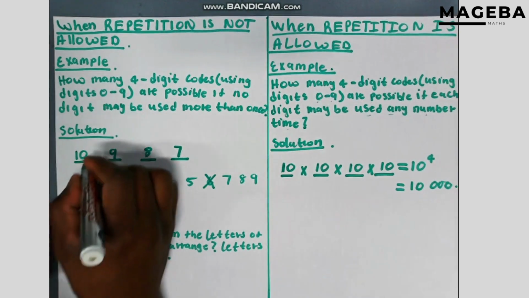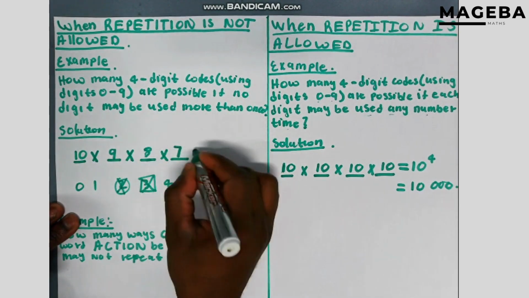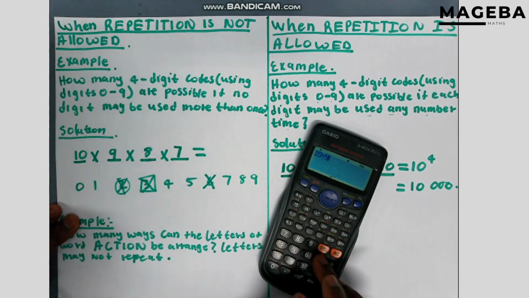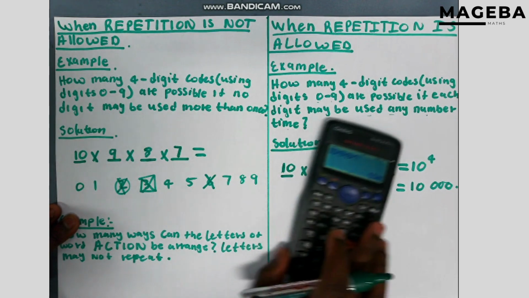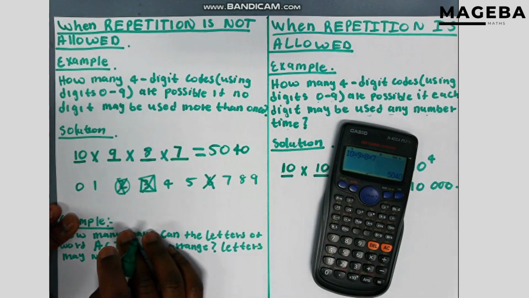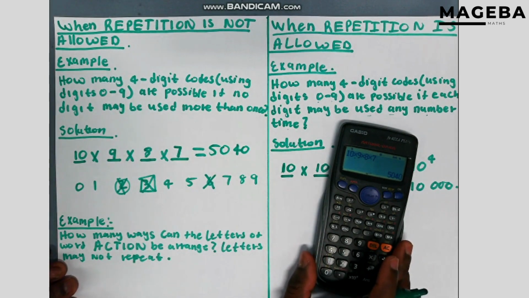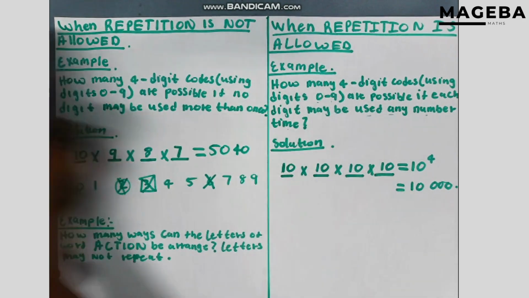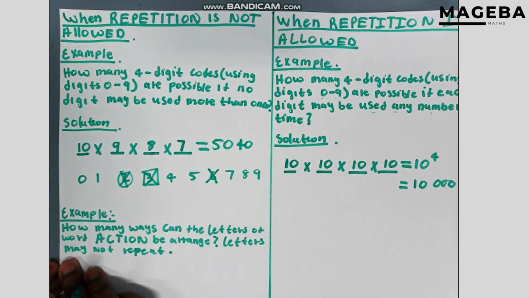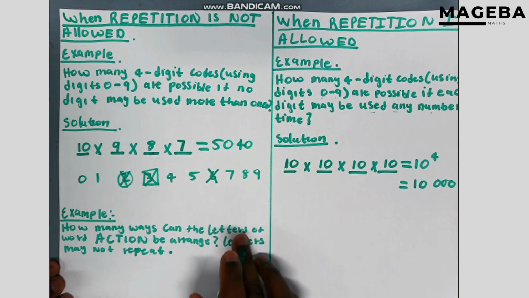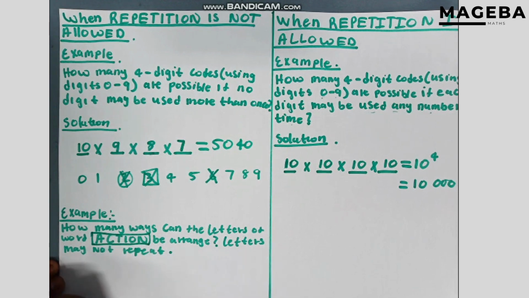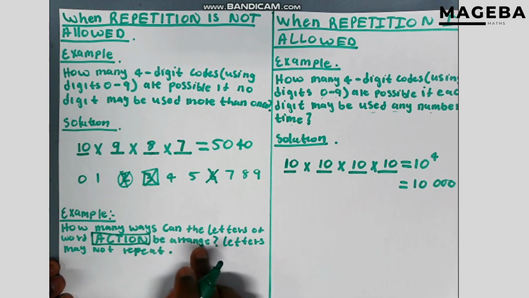You see? So now here times this, times this, times this: 10 times 9 times 8 times 7, we get 5040. So it's 5040 ways of using this code. And then now there's another one here. Last example, they're saying how many ways can the letters of the word action be arranged.